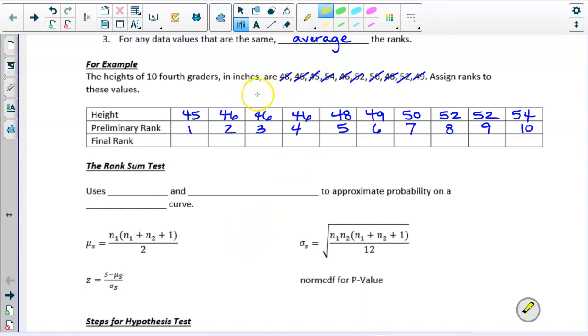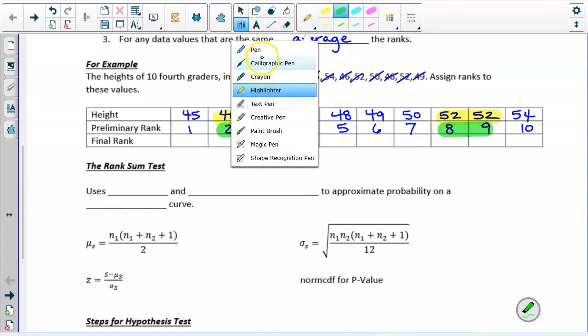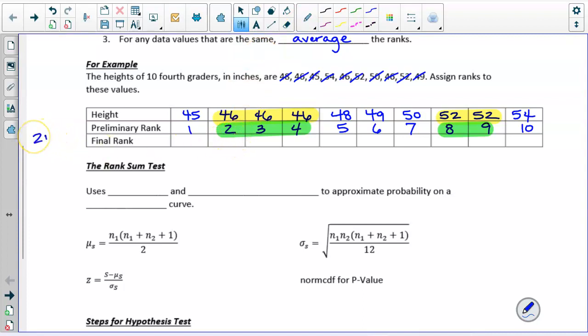However, when you have data values that are the same, which occurs here, 46, 46, 46, and here, 52 and 52, then you have to take those ranks and find the average, okay? So instead of being 2, this one's actually going to be 2 plus 3 plus 4, because those data values are the same. So I take those ranks and I add them and then divide by 3. That's how we find the average. So 2 plus 3 is 5, plus 4 is 9, 9 over 3 is 3. So these would all get the same rank of 3.